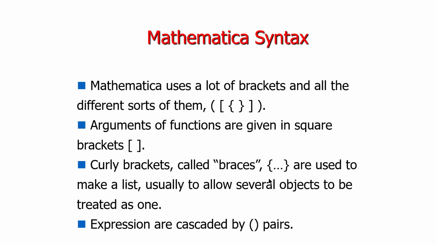Similarly, Mathematica uses a lot of brackets such as curly brackets, square brackets, and round brackets. The argument for any function is written in square brackets, right? So square brackets are given for the argument. Similarly, curly brackets, which are also called braces, are used to make lists. So if you are interested in making lists, then you can use curly brackets, right? Similarly, expressions are grouped by round brackets. This third and fourth bullet will be discussed later when we encounter similar examples.